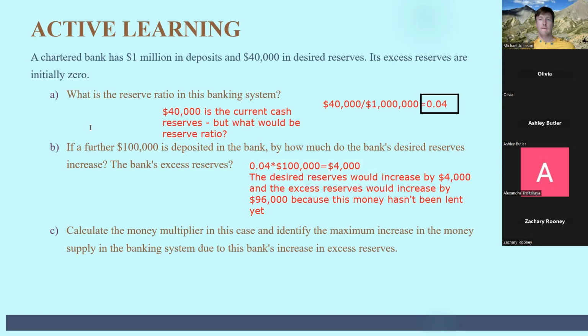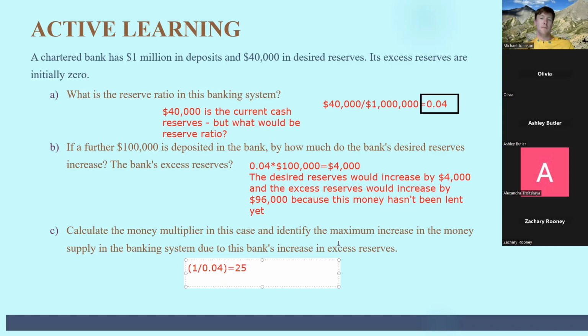And then what's the money multiplier in this case? Zachary, do you want to try? Yeah, so I think the money multiplier is 1 over the reserve ratio, so it would be 1 over 0.04. Yes, 25. Excellent. Great job, Zachary.